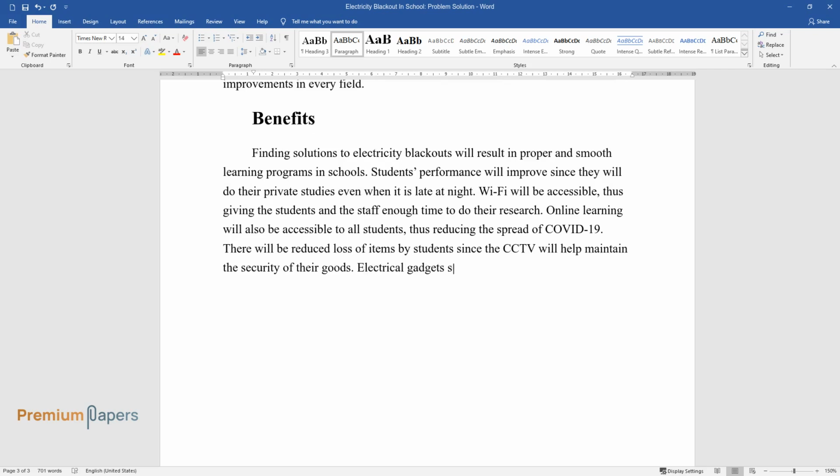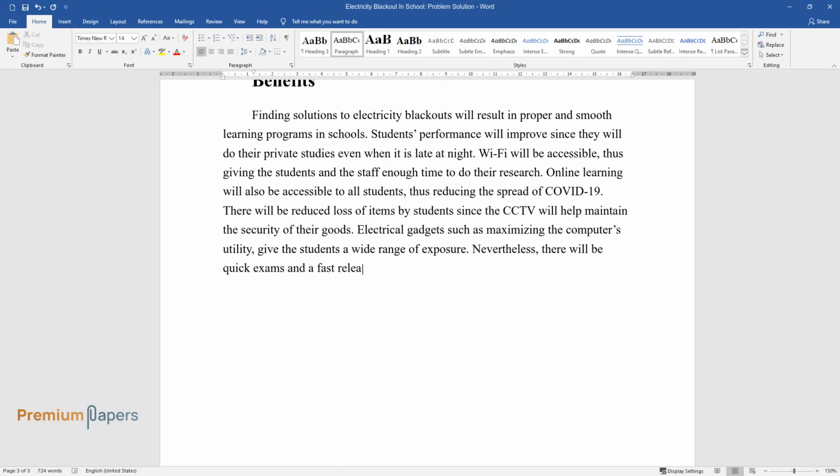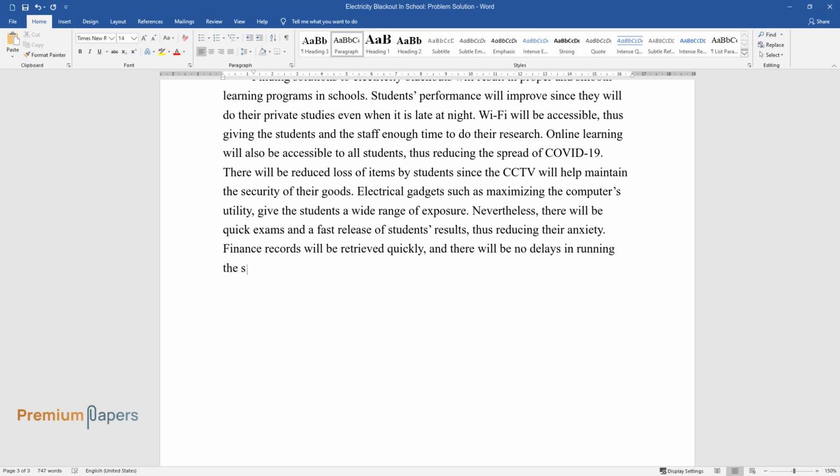Electrical gadgets such as computers will be used to their maximum utility, giving the students a wide range of exposure. Nevertheless, there will be quick exams and a fast release of students' results, thus reducing their anxiety. Finance records will be retrieved quickly, and there will be no delays in running the school activities, for example, the supply of books.